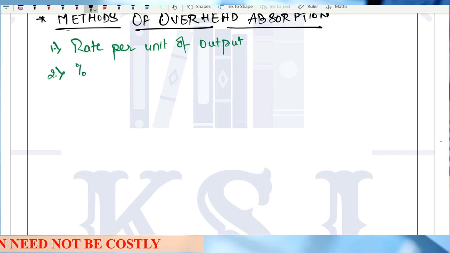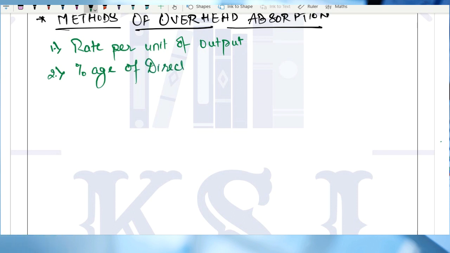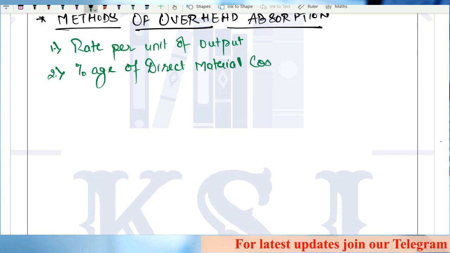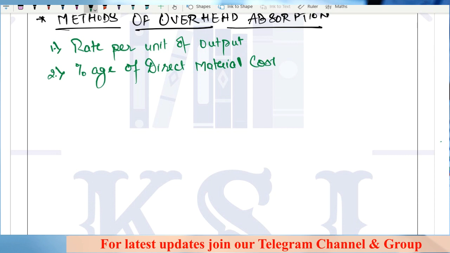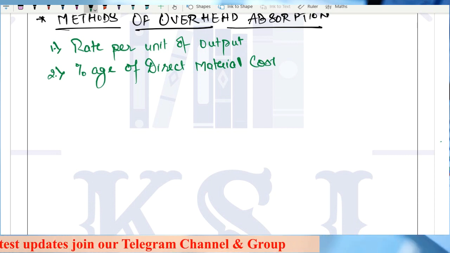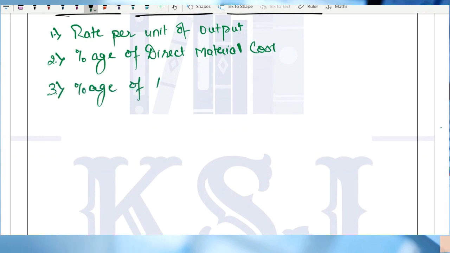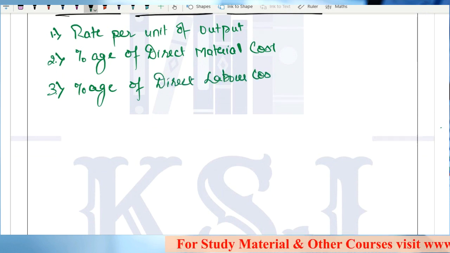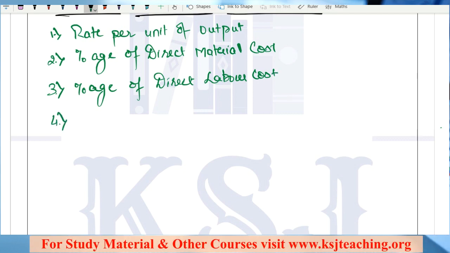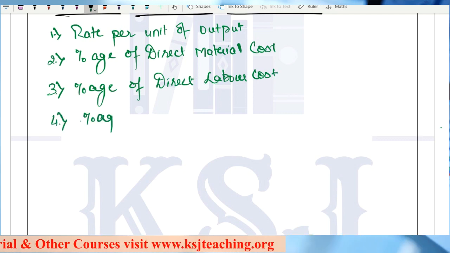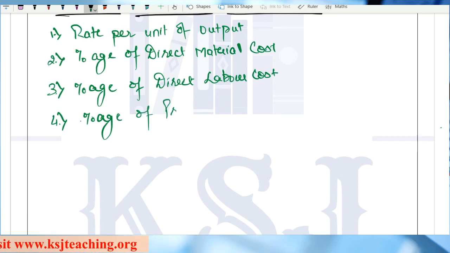Then we have percentage of direct material cost. See, this absorption part is very, very important, because a lot of things in the upcoming chapters will depend upon this topic, right? So you need to understand each and everything very carefully. Now, third is percentage of direct labor cost. Then we have percentage of prime cost.